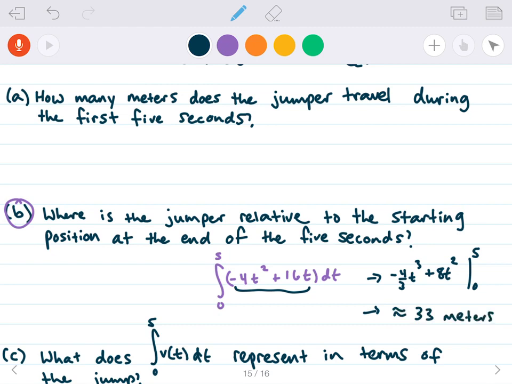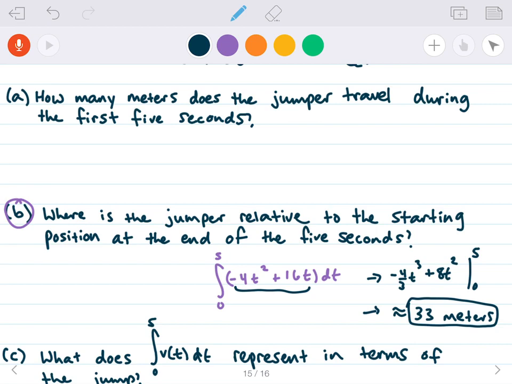Okay, so that's our answer here. Again, we're just plugging in 5 for t into that antiderivative minus plug in 0 for t, but that's going to clear out to 0. So, okay, so we've answered that one.